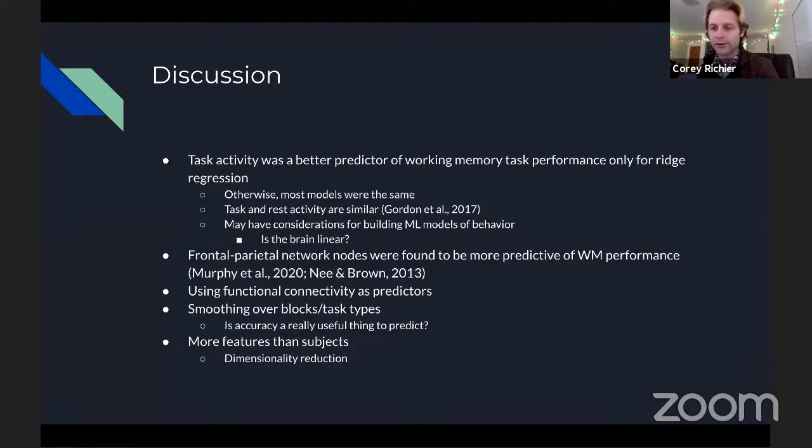So we had way more features than subjects, and that probably led to some problems in building our model.